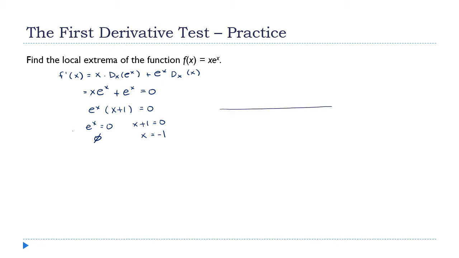All right, so now let's see. Let me draw my number line. And I'm going to do -1. Let's test 0 and -2. I'm going to put these into the derivative, right? We always have to keep track of that.